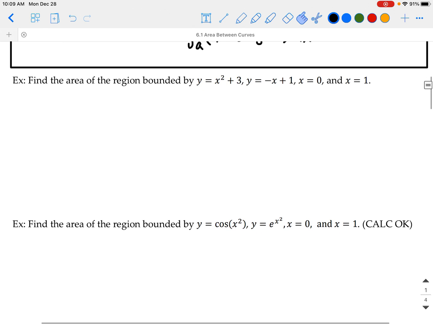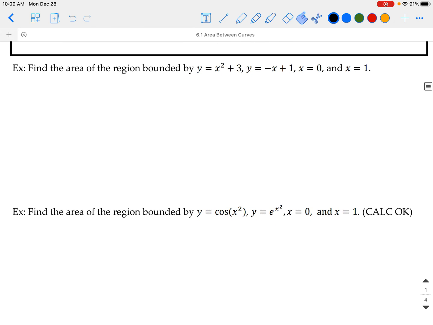So we've got two examples here. The one on top is going to be a quadratic and linear function and how they're bounded. And then the second is going to be a mixture of functions. So we've got a cosine of a quadratic and an exponential. And in this case, it's going to be a little bit harder to know exactly where these curves are bounded between. If it's between 0 and 1, so we'll use a calculator to actually graph that.